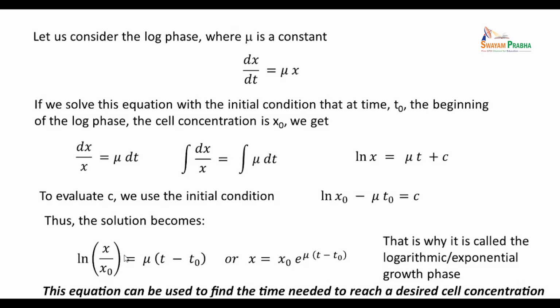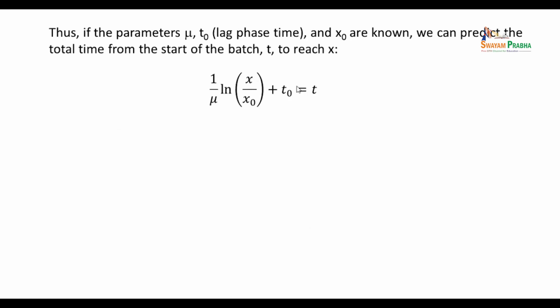Okay, 1 by mu ln of x by x naught, if t naught can be taken as 0, plus our t naught, which is the time that the batch spends in the lag phase. So, lag time, which is here, and this is the time for logarithmic growth starting from x0 to reach x. This would be the total time of the batch if we are interested in reaching a certain cell concentration x, beginning with a cell concentration of about x0. Okay, I am assuming that there is no change in cell concentration in the lag phase.